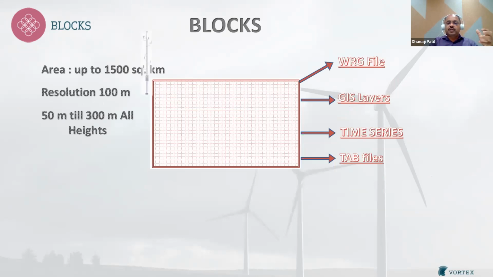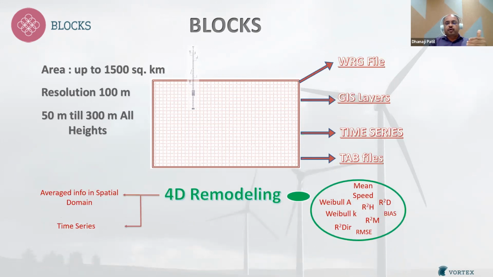Okay, then suppose you have a MetMast for calibration of the Blocks run. We can definitely use the MetMast information to calibrate the Blocks output. The important thing here is that usually we are used to calibrating averaged information, maybe GIS layers or WRG files. Sometimes we can calibrate time series information, but as far as Blocks is concerned, it's a combination of both these products. We need to calibrate averaged information in a WRG file or GIS layer, and at the same time, we need to calibrate time series information also. So we call it 4D remodeling.